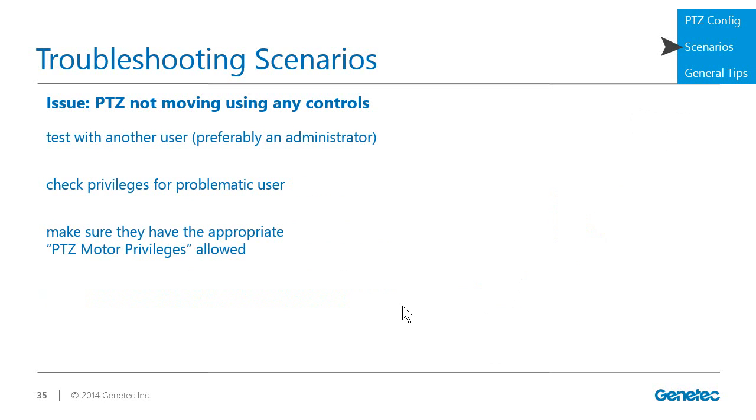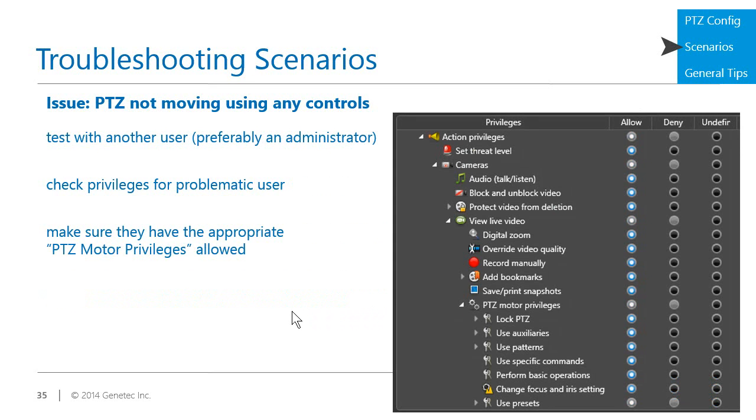One last thing to test is if another user can control the PTZ, particularly an administrator user, if you have access to one. In this case, the user may not have the privileges to use the PTZ controls, the one that's not working. So just take a look at the Privileges tab for that user, and take a look under Action Privileges, Camera, View Live Video, and PTZ Motor Privileges.